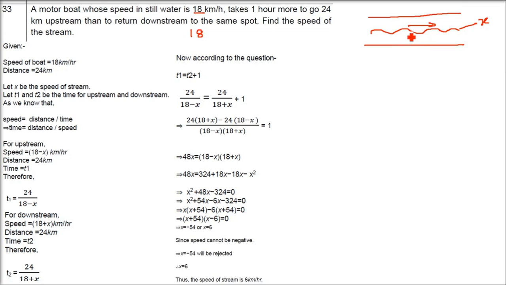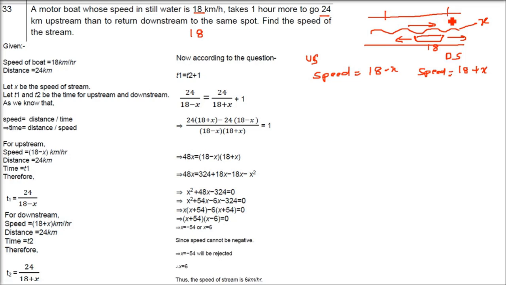When it will go with water, when it will go against the water, let us start with against water. So this is the motorboat we are talking about. Now its speed is 18. Now this water will be stopping it because it is going against the speed of the water. So the actual speed will be what? It will not be 18 because it's working against the speed of the water. So 18 minus x. What about downstream? This speed of water will help the motorboat. So 18 plus x it will be.